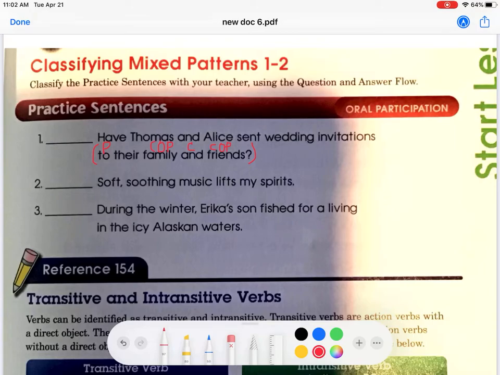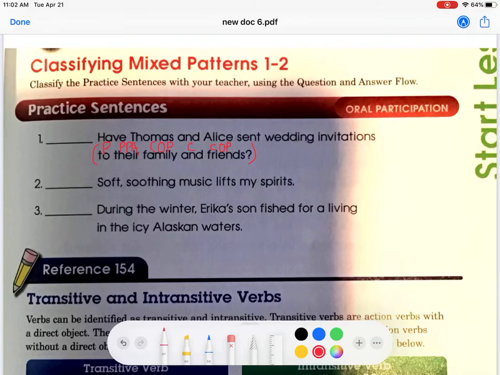Oh, I forgot to do the word there. So whose family and friends? Their family and friends. So it is a possessive pronoun adjective, because it shows ownership. It's possessing. All right, so that's the only prepositional phrase I see.